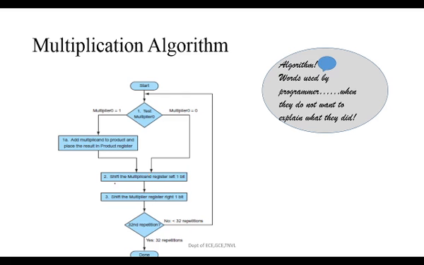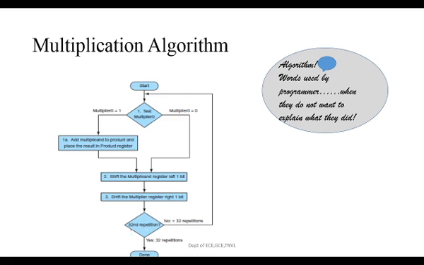So what is step 2? Shift the multiplicand register left 1 bit. We need to shift the multiplicand register to the left by 1 bit. And step 3 is shift the multiplier register right by 1 bit. So we need to shift the multiplier right, and before that we need to shift the multiplicand left. Okay, and we come to this decision.